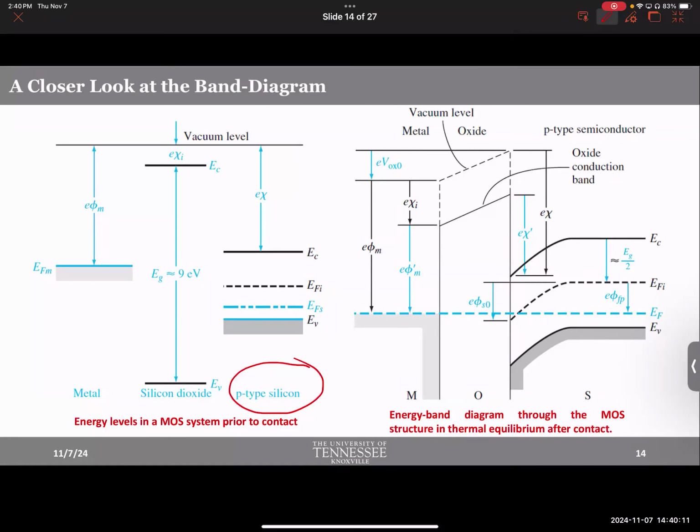One more thing. Notice we didn't really pay that much attention to the oxide before, but now we can take a look at it again. This is the oxide. You should immediately notice that conduction band and valence band are farther out in an oxide compared to the semiconductor.